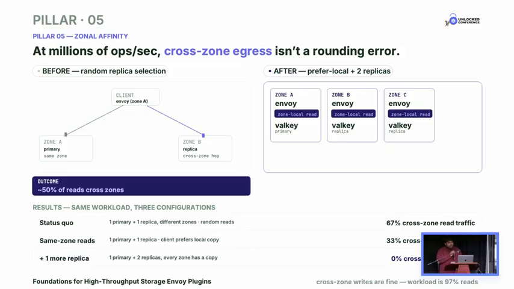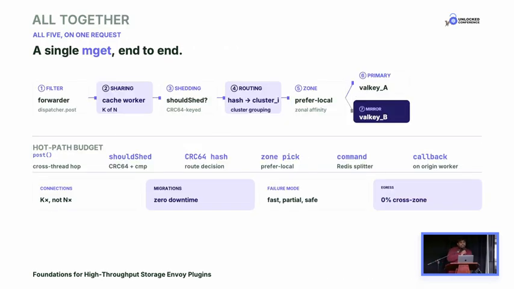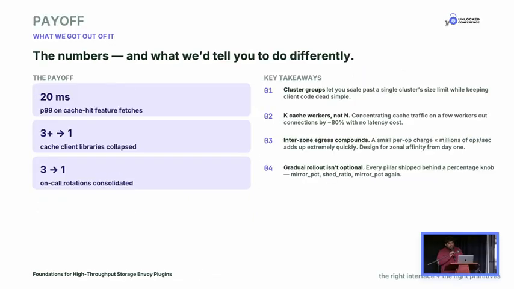So let's put it all together. A request comes and lands on a forwarder thread, which sends it to a cache worker thread, and then it checks whether I should load shed or not. Then it routes to the corresponding cluster in the cluster group, and it prefers to serve from the local replica, and that's it.